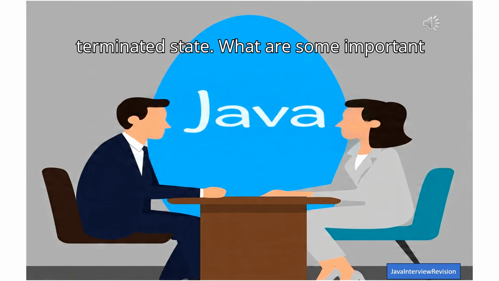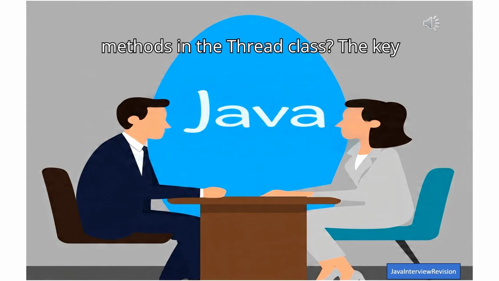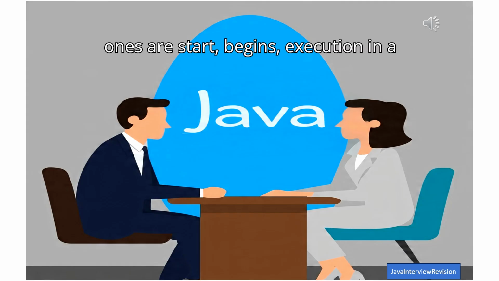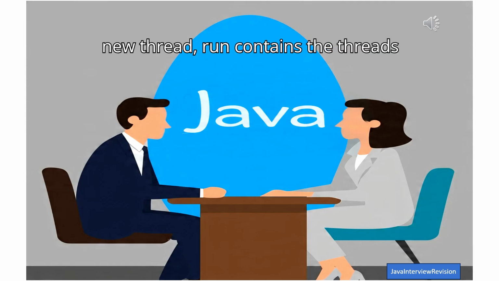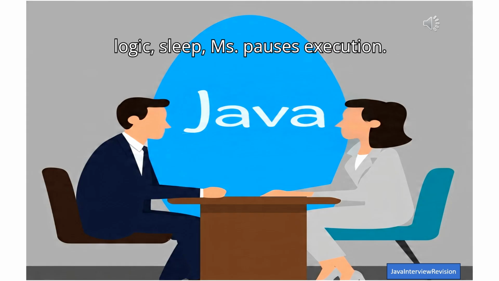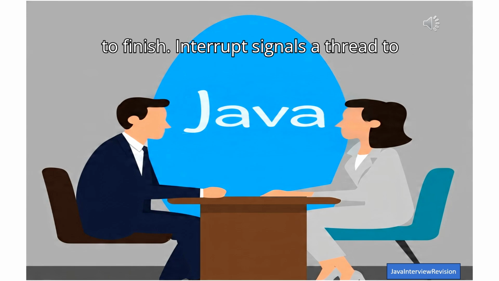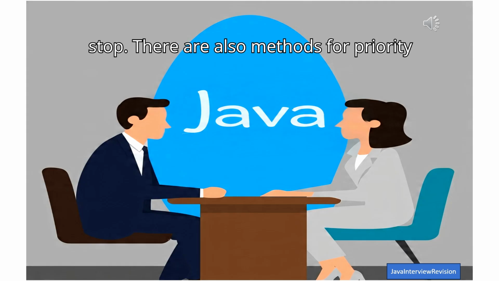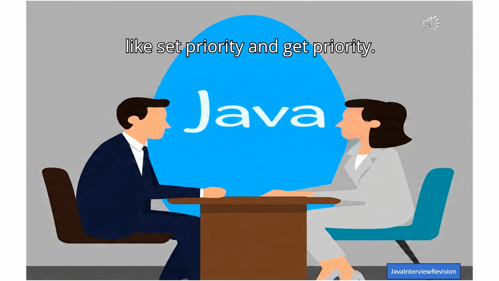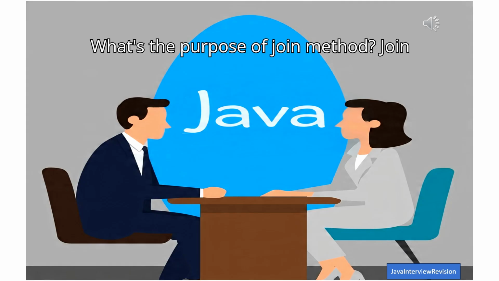What are some important methods in the Thread class? The key ones are start, which begins execution in a new thread; run, which contains the thread's logic; sleep(ms), which pauses execution temporarily; join, which waits for another thread to finish; and interrupt, which signals a thread to stop. There are also methods for priority like setPriority and getPriority.